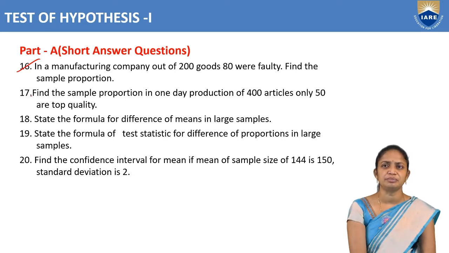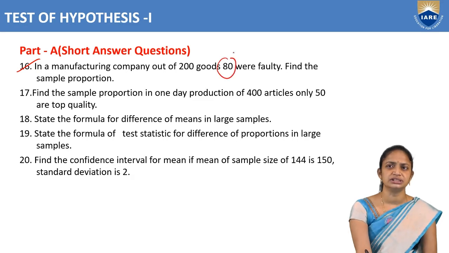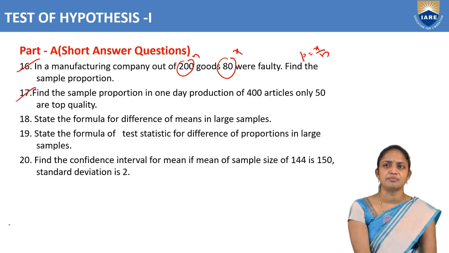In a manufacturing company, out of 200 goods, 18 were faulty. Find the sample proportion. So this is the x value and this is the n value. We can write p equal to x by n.